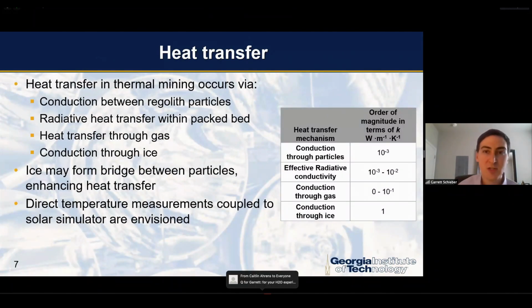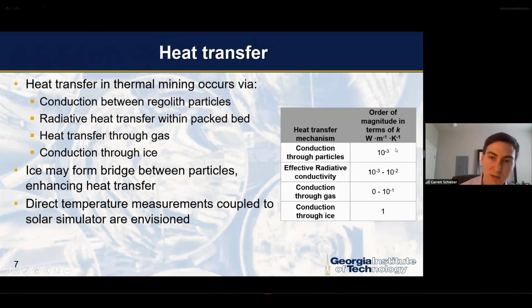So moving on to heat transfer. Heat transfer in thermal mining can occur in the following pathways: conduction between regolith particles, radiative heat transfer within the packed bed, heat transfer through any gases in the interstitial pores, and then finally conduction through the ice itself within this icy regolith. And so all of these mechanisms for heat transfer have different orders of magnitude in terms of how much they contribute to the overall effective heat conductivity of this packed bed of icy regolith.